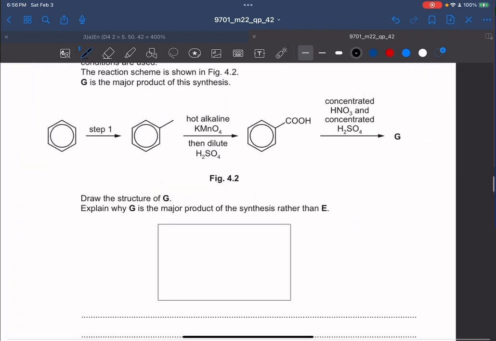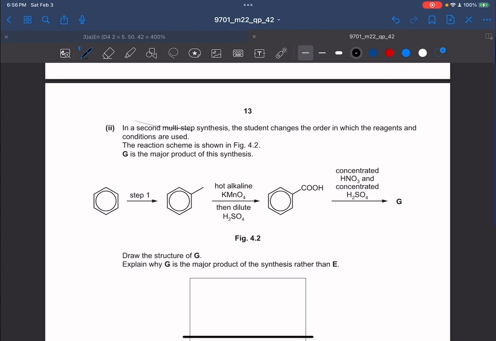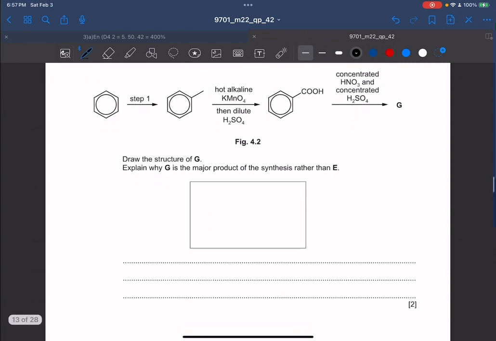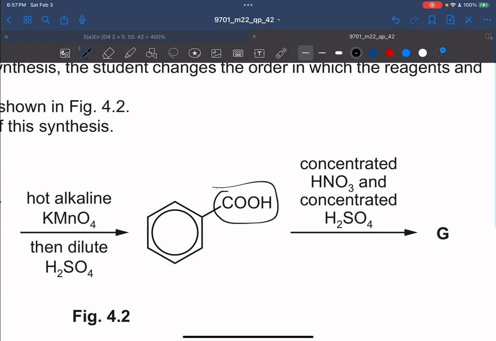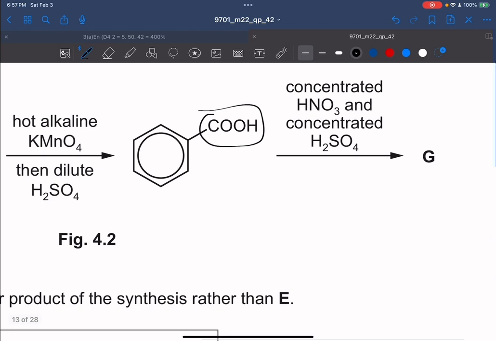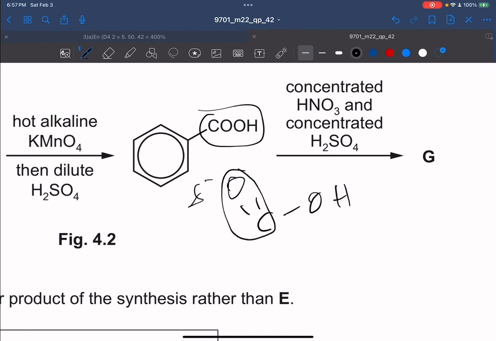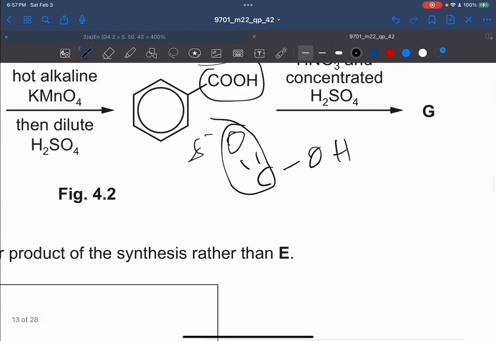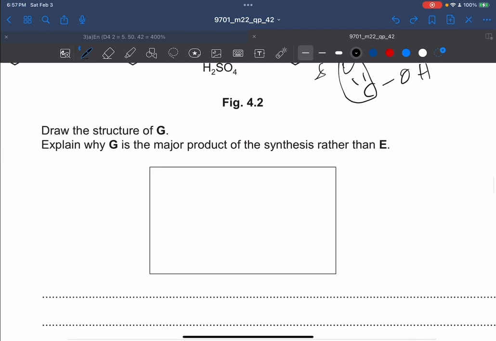All right. So this is going to be a different synthesis. The student changes the order and the conditions are used. The reaction is shown. Basically, the only difference here is that instead of an alkyl, you have a carboxylic acid group. And if you can remember, carboxylic acids are going to be an electron withdrawing group because the CO bond is a really, really good pulling part. It's going to be really good at pulling electrons away from the ring.